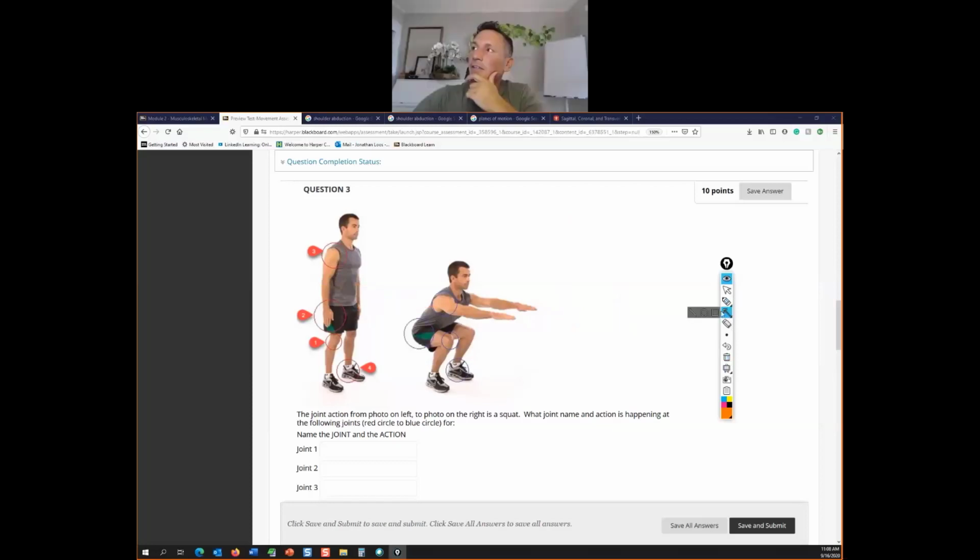So in this particular case, we have the lower extremity and the upper extremity doing just different things, even though gravity is straight down.